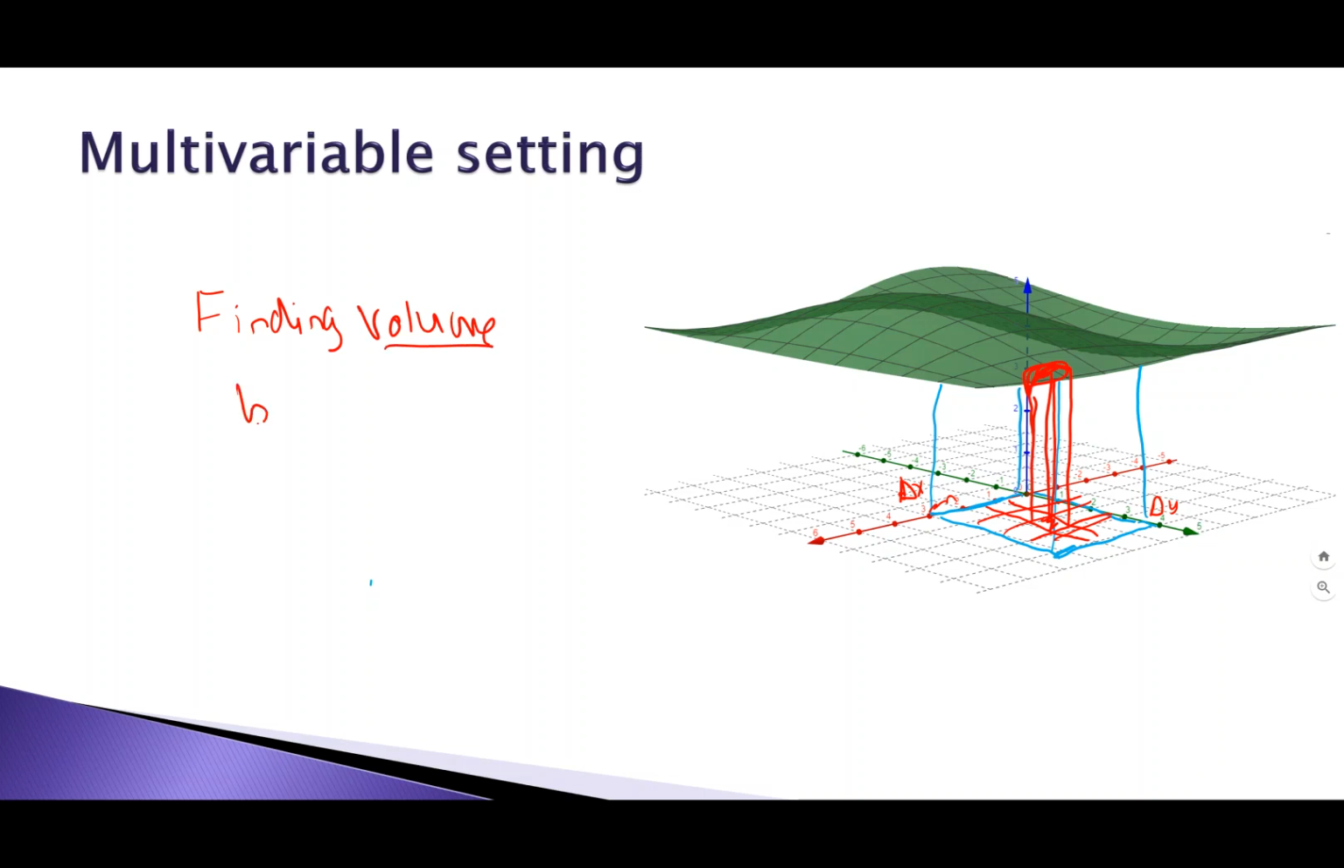So the volume between the surface and the XY plane over the region. And in this picture, that blue rectangle in the XY plane is the region. Okay.